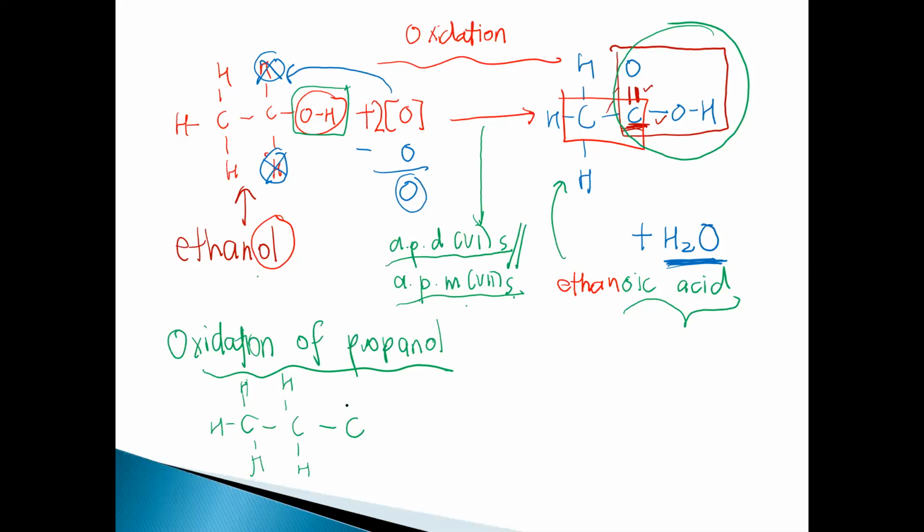Is this propanol? Propanol. H. And then OH. Okay, correct. And then what do I add? Plus 2O. Okay, the O must be in a bracket. Correct. Very good. What do I get next? Okay, finish. Go ahead.